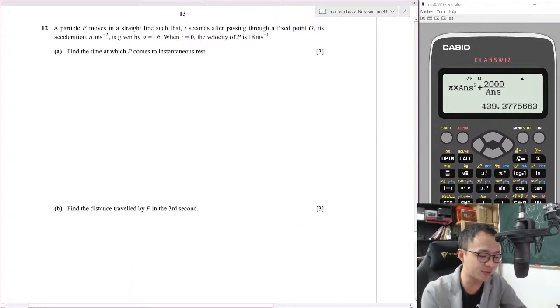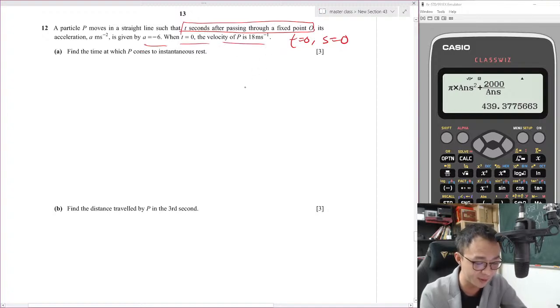Okay, so let's have a look at question 12 here. We have a particle P moving in a straight line, t seconds after passing through a fixed point. This sentence tells you t equals 0, s equals 0. So its acceleration is a, so a equals this when t equals this. The velocity of P when t equals 0 is this. So this information helps you find c.